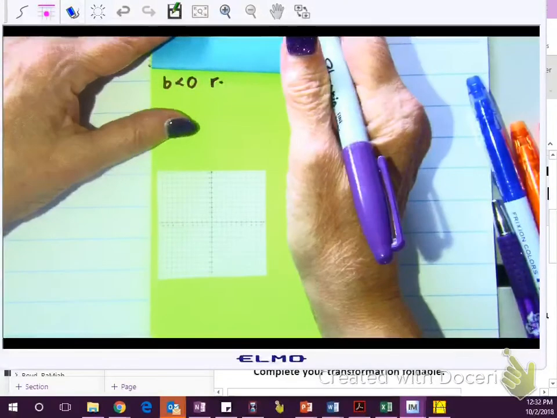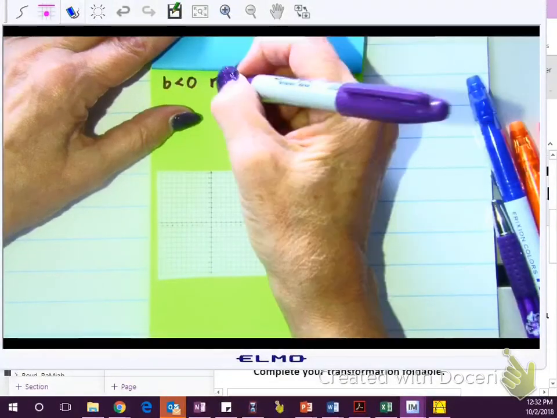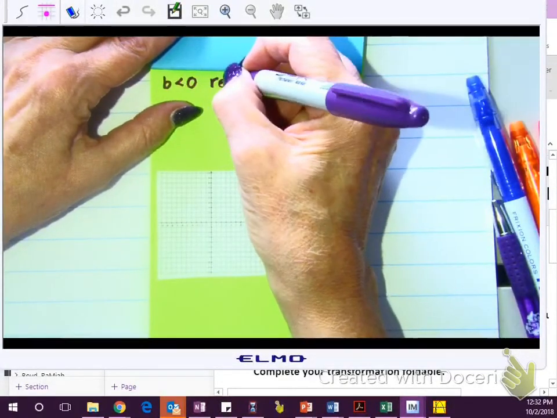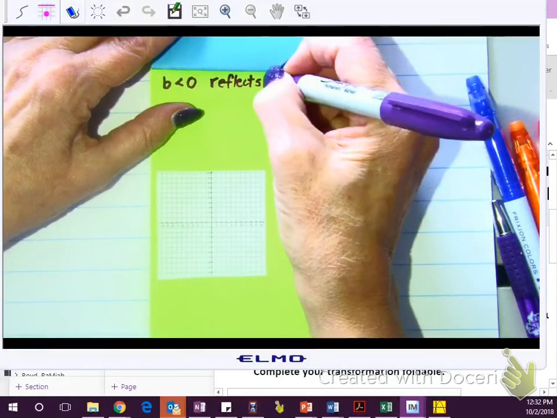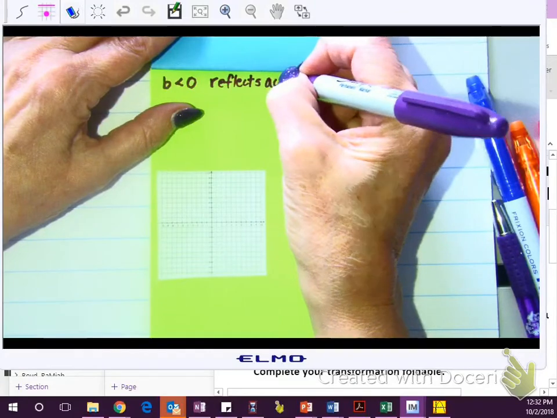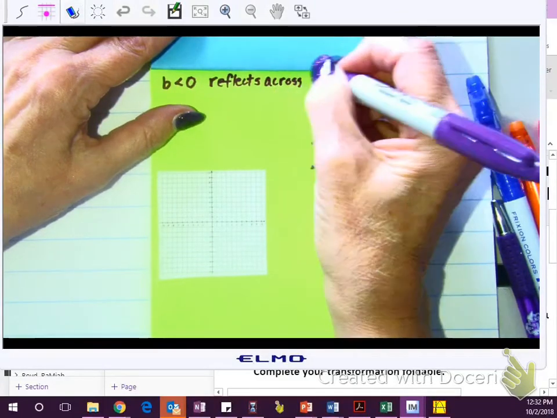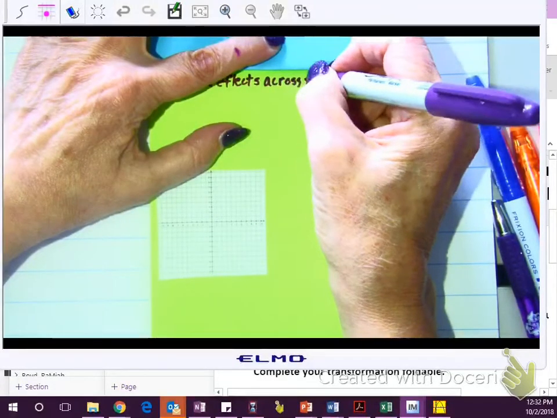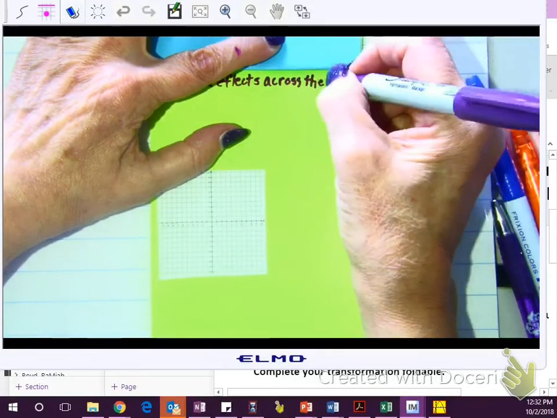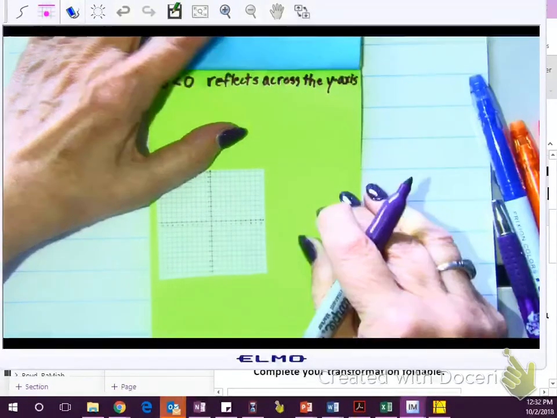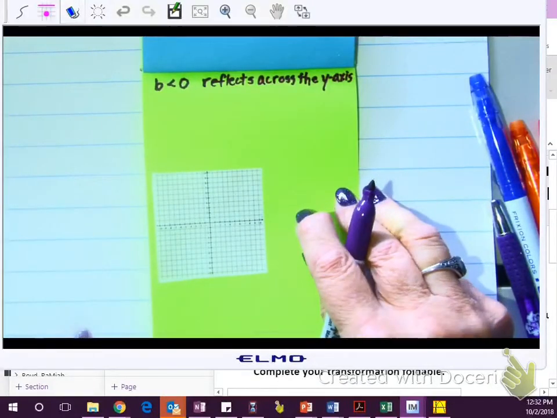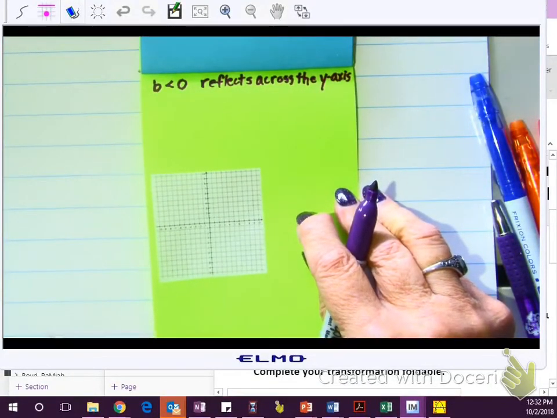So when B is negative, it's less than 0, it reflects across the y-axis. When B is negative, it reflects across the y-axis.